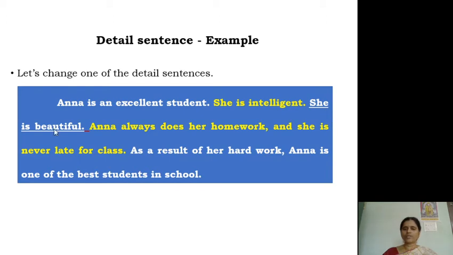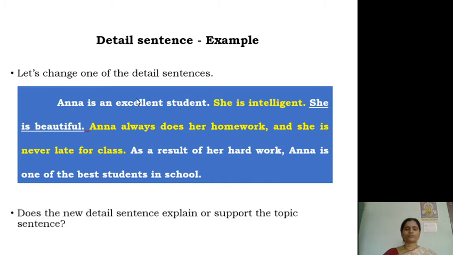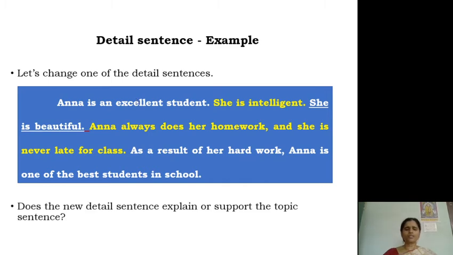Being beautiful doesn't mean that she is an excellent student. So the detail sentence that I have added here is not appropriate. We should not add details which are not relevant or appropriate to the main idea of the paragraph. The supporting sentence that I have added doesn't support the main statement.